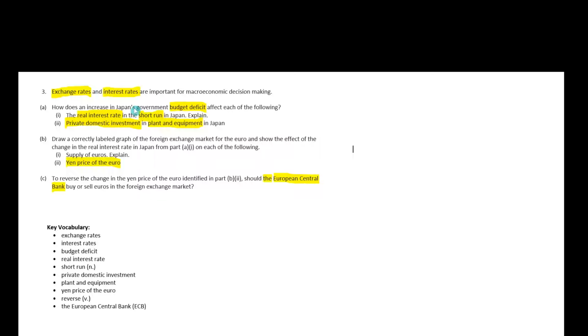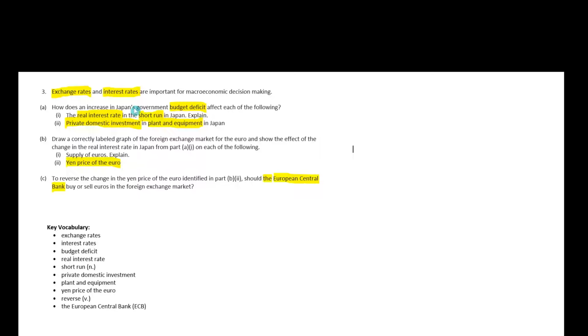All right, so you can see I've got a list of what I think is the key vocabulary in this section for economics students. We've got exchange rates, interest rates, budget deficits, the real interest rate, the short run. Here it's a noun. It can also be an adjective. Private domestic investment, plant and equipment, the yen price of the euro, reverse, here it's a verb, can be a noun, and the European Central Bank, which is often called the ECB. It's the European equivalent of the Fed, the Federal Reserve.